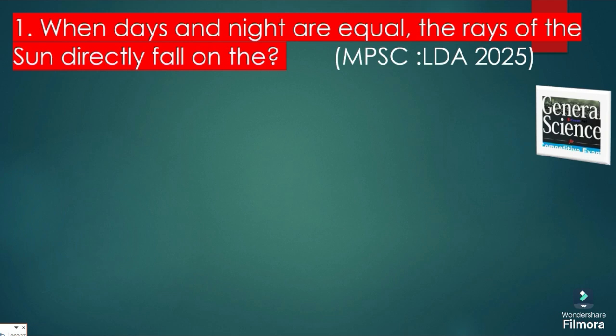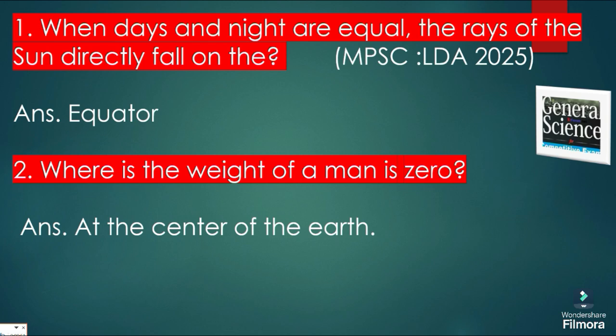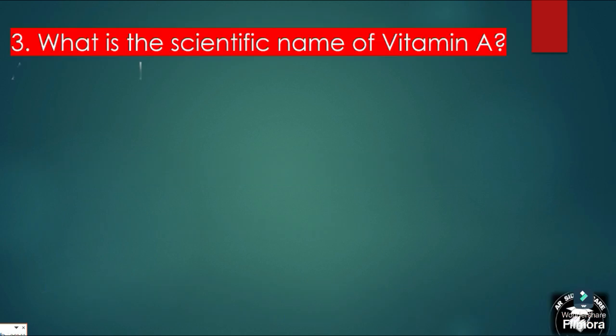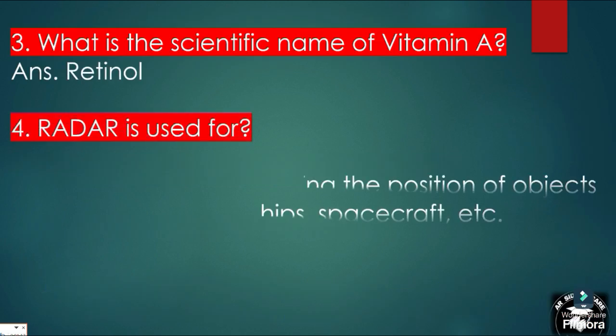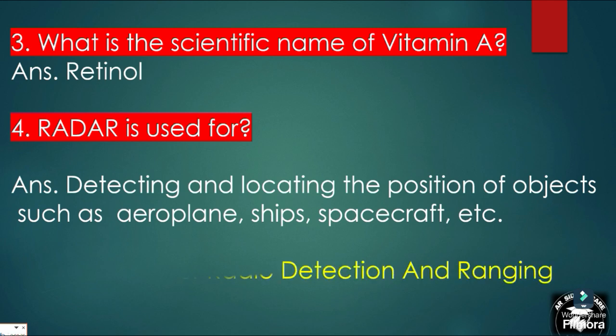When day and night are equal, the rays of the sun directly fall on the equator, whereas the weight of a man is zero at the center of the earth. The weight of a man is zero at the center of the earth because there is no gravitational force. What is the scientific name of vitamin A? Retinol. Radar is used for detecting and locating the position of objects such as aeroplanes, ships, spacecraft, etc. Radar stands for radio detection and ranging.